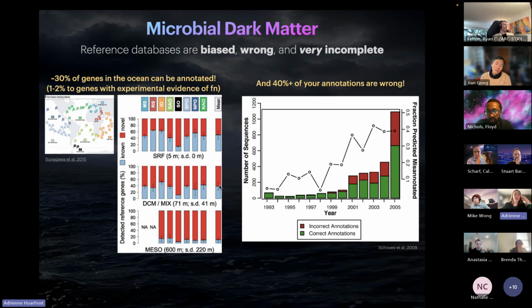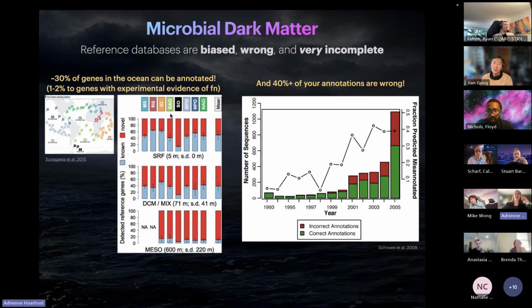So in the case of the ocean, where I do most of my work, 30% of your environmental sample will map to anything in a reference database that has any kind of function that you know of. Most of those are functions that have not been shown in the lab to actually do that function. So it's been based off of homology and things. So if you're actually just comparing your read to genes that have experimental annotation, we know it does this function, like 1% of your reads will map to one of those genes.